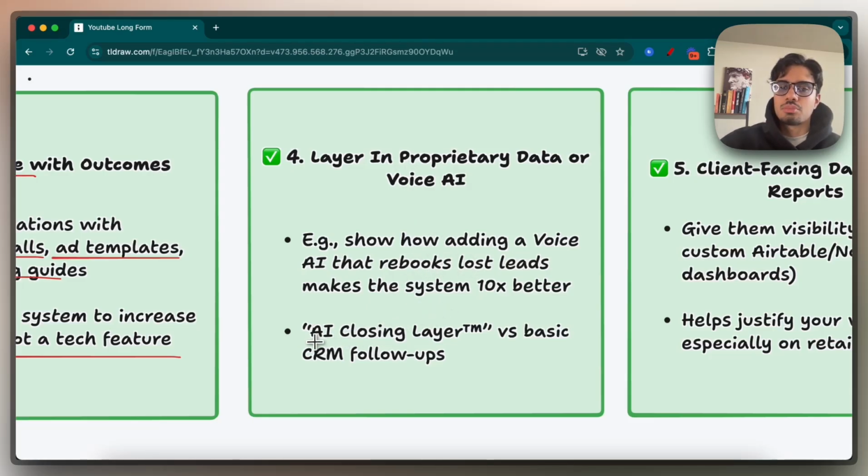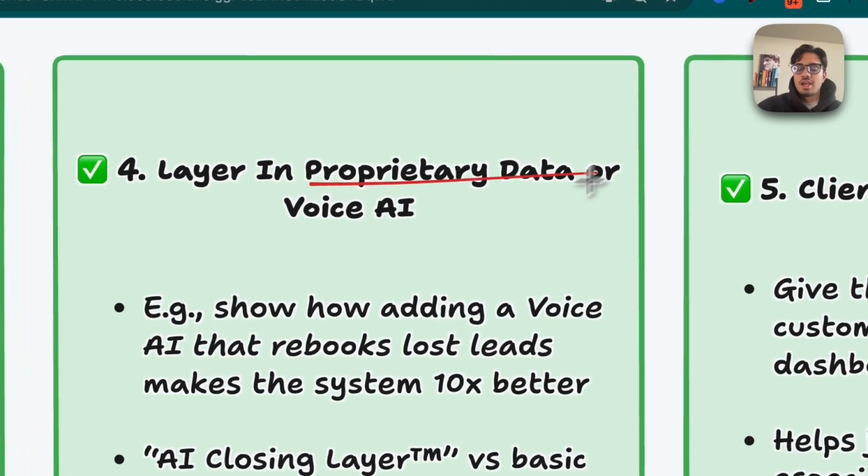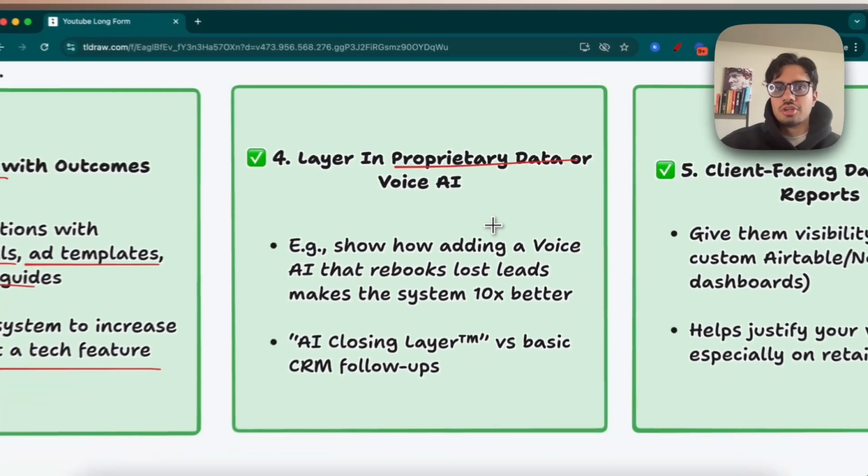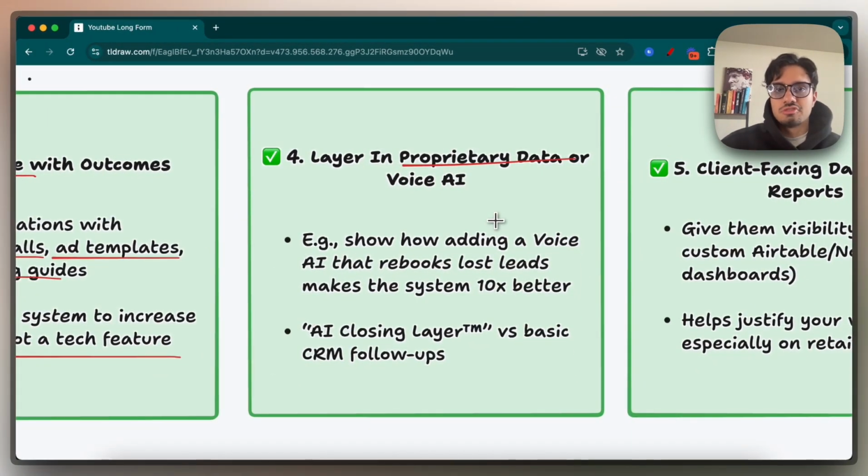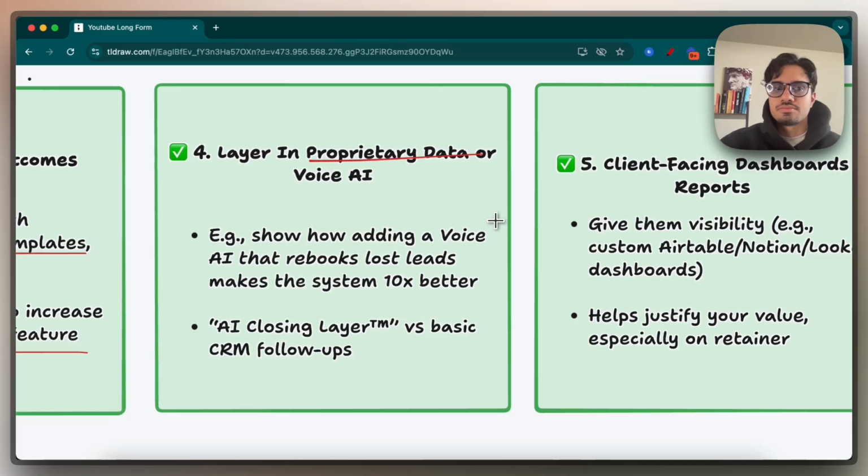So you can basically come up with some branding for the proprietary side of it, and prompting is a good way to do it because that's under the hood. Nobody can see exactly what you've built, and that's your edge that you have.